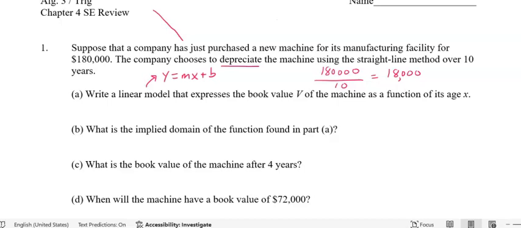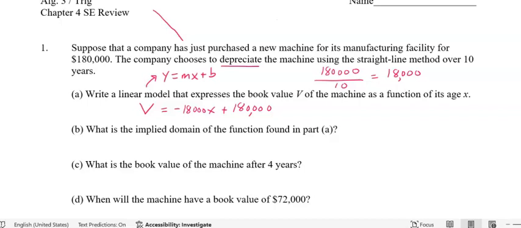All right, so instead of y, they want to do v for value, and the slope is going to be negative 18,000. And b represents how much the machine cost when it was new. What did it start out as in its value? It started off being worth $180,000. So there is the answer for letter A.